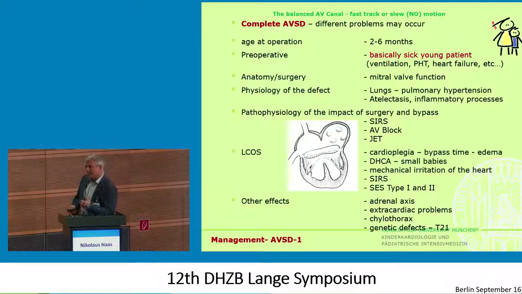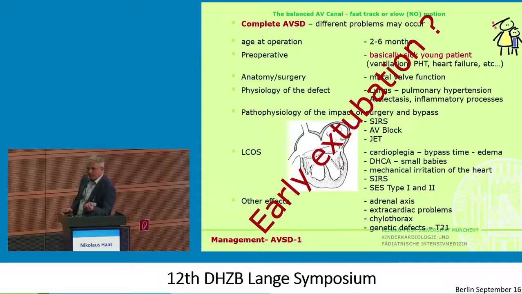Surgery itself: you've seen the explicit explanation of how the AV valve is assessed. This all takes time, so you need time to do surgery, you need bypass time. And the longer the bypass is, you may cause a systemic inflammatory response. You may have rhythm problems afterwards, you may even develop JET. Low cardiac output syndrome is another problem. Small babies, sick babies, long bypass times, they may create this. And you may have other effects, and specifically trisomy 21 may be a risk factor for these patients.